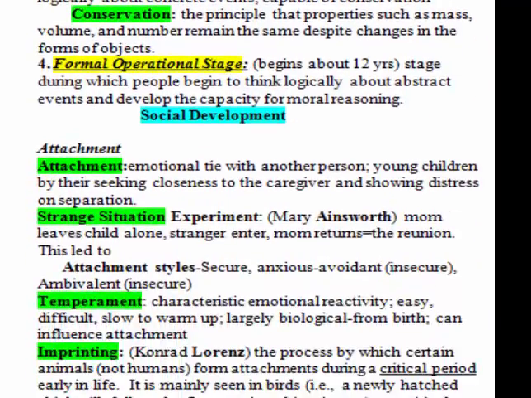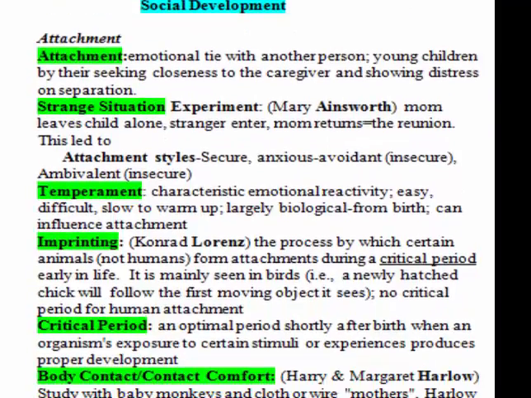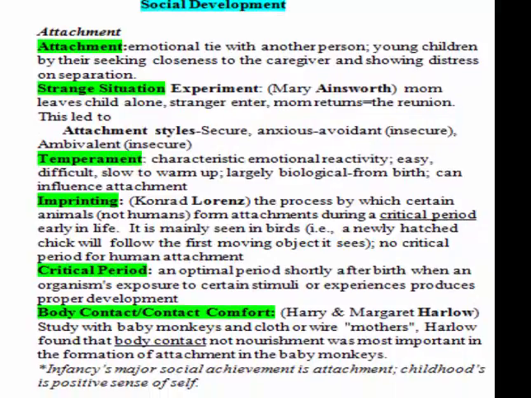As we continue then through development, we look at social development. A key in social development would be our attachment research. Attachment is the emotional tie that you gain with another person. And we know that children are looking for that closeness with their caregiver. We have a few key theorists here.